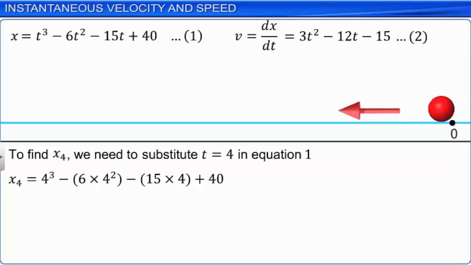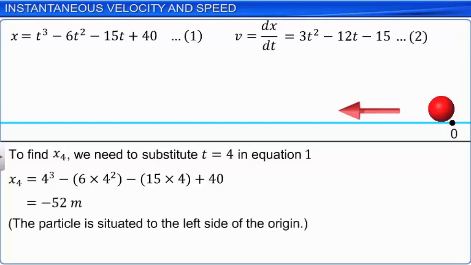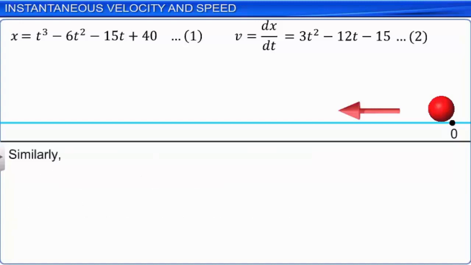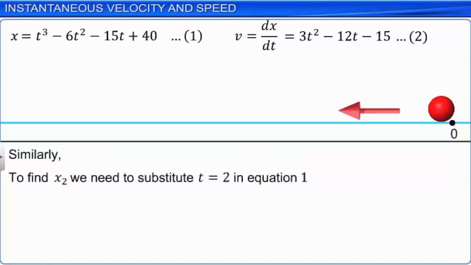Similarly, to find x2, we need to substitute t is equal to 2 in equation 1. x2 is equal to 2 cube minus 6 multiplied by 2 square minus 15 multiplied by 2 plus 40, which is equal to minus 6 meters. The particle is situated to the left side of the origin.